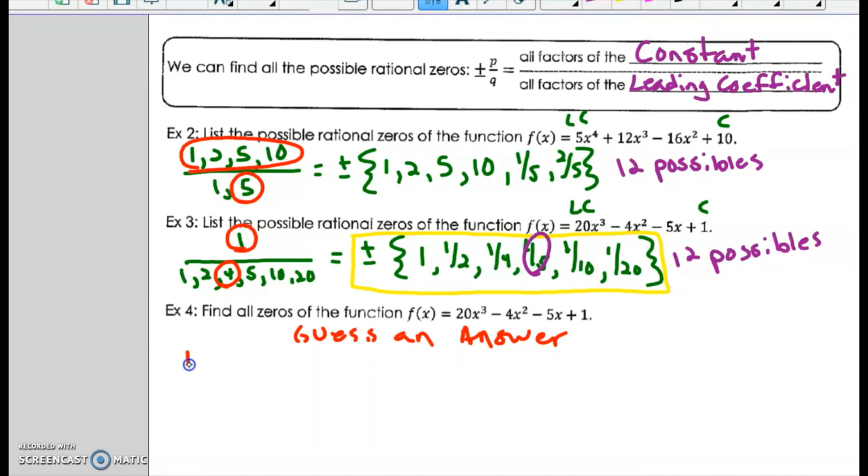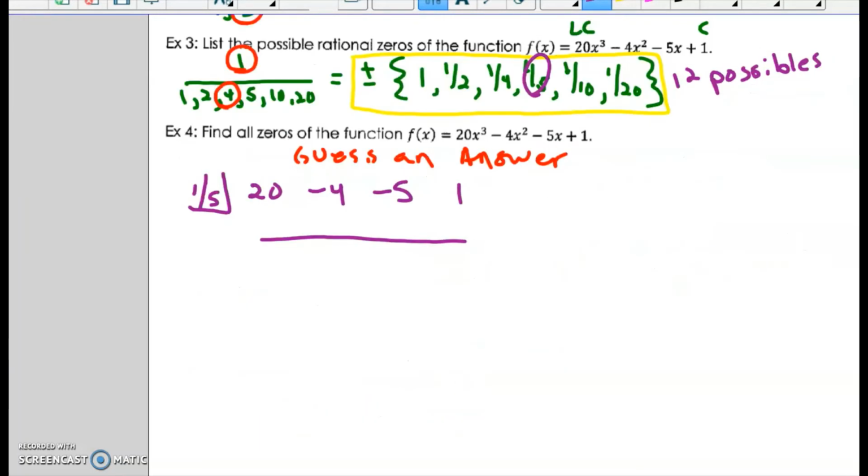So 1/5. I want to use purple. And I don't want to use red. 1/5 with 20, -4, -5, and 1. So we'll drop the 20. 1/5 of 20 is 4. -4 and 4 is 0. 1/5 and 0 is 0. -5 gives me -5. 1/5 times -5 is -1, which gives me a 0. And that is what we want.